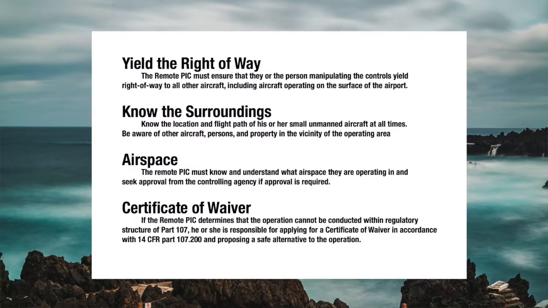And the last thing you're responsible for is a certificate of waiver. If the remote PIC determines that the operation cannot be conducted within regulatory structure of Part 107, he or she is responsible for applying for a certificate of waiver in accordance with 14 CFR Part 107.200 and proposing a safe alternative to the operation. Say you want to fly at night, which obviously you can't under Part 107. You could actually apply for a waiver to waive that clause for a certain period from the FAA. We're going to talk all about that in the next few videos.